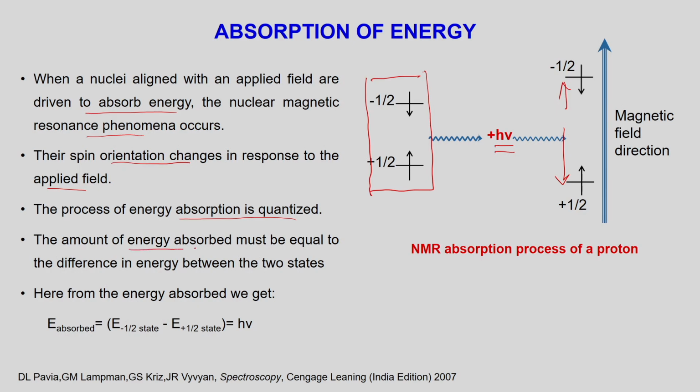So, the amount of energy absorbed must be equal to the difference in energy between the two states. So, what is the amount of energy it is absorbing? If h nu is equal to the difference in the energy of the two states, then we say resonance has occurred, and the term nuclear magnetic resonance actually comes from this phenomenon. So, what is the amount of energy absorbed? It is nothing but the energy difference between the minus half state and the plus half state, which is equal to h nu. You should carefully remember this expression.